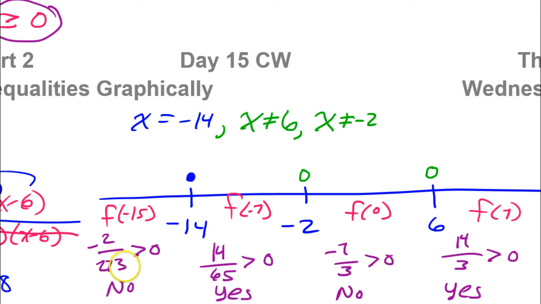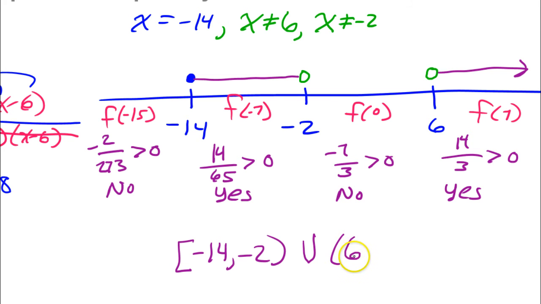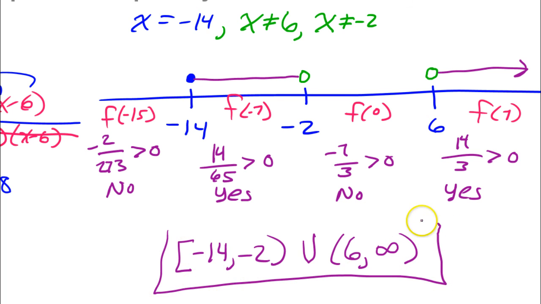The yeses show us where the solutions are. So the solutions will be from here to here and from here on. In interval notation, that's going to be bracket negative 14 to negative 2 parenthesis, union, parenthesis 6 to infinity. And that's it.